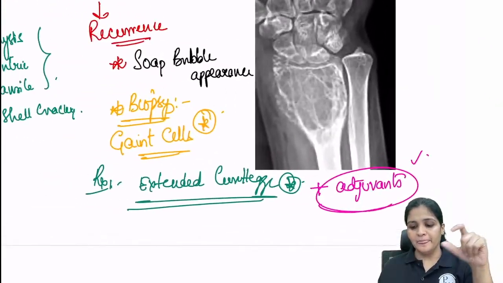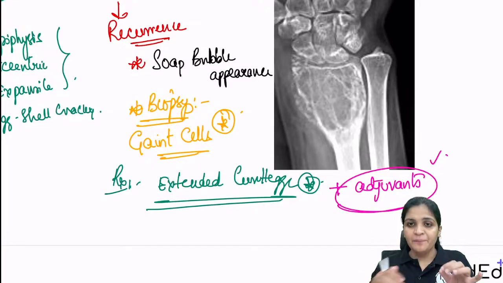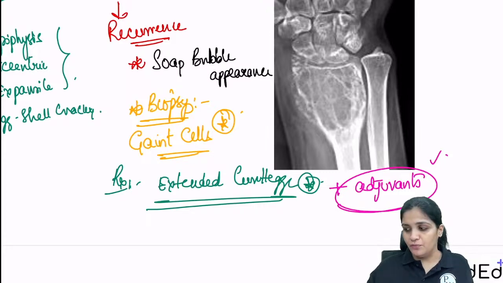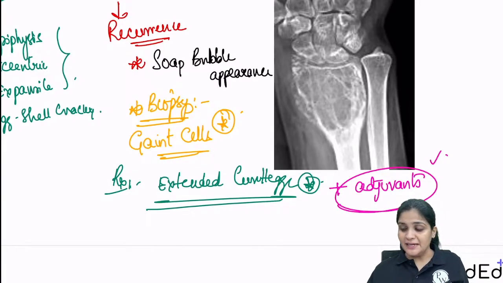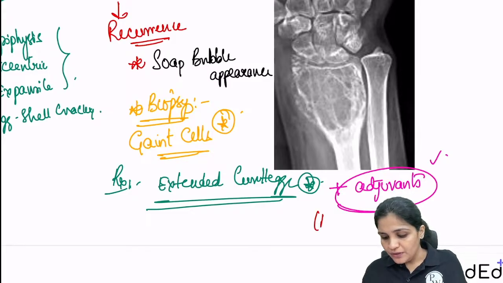Now you open the wrist, because this is in the wrist joint. You open the wrist joint, you identify the tumor part, and you curette. Curettage means you remove the entire mass of the tumor, right? Once you remove the entire mass, you know that this is a very aggressive tumor, which means there is a chance of recurrence. So to avoid that recurrence, you fill it with bone cement.